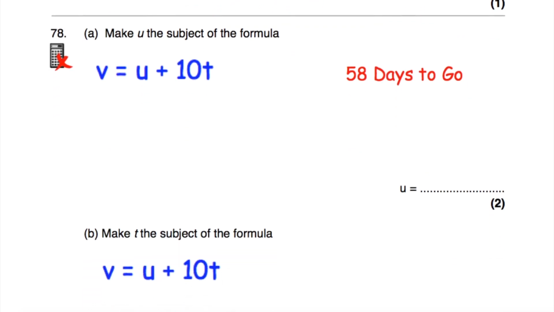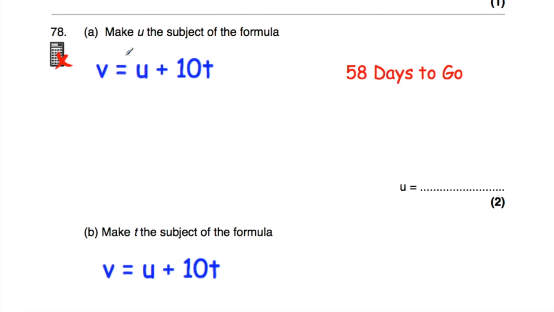Okay, question number 8. Question number 8 is on changing the subject. So part A, we want to make u the subject of v equals u plus 10t. So if we want to make u the subject, we want to get rid of this 10t. So let's take away 10t from the left-hand side and take away 10t from the right-hand side. So on the left-hand side, we'd have v subtract 10t. And on the right-hand side, we had u plus 10t. We're taking away the 10t, so we'll be left with u. So u equals v subtract 10t.